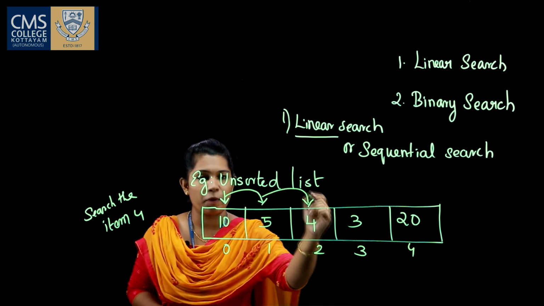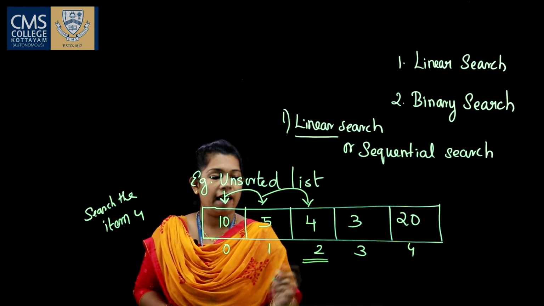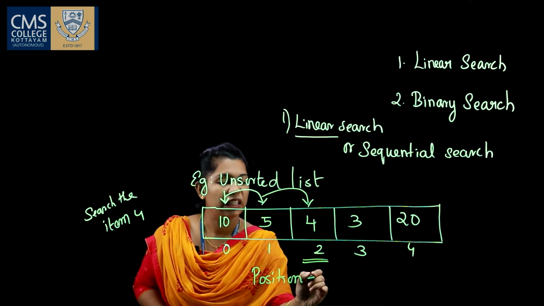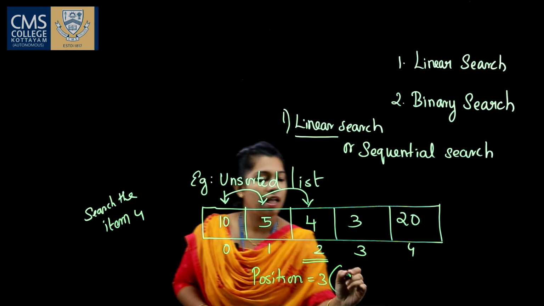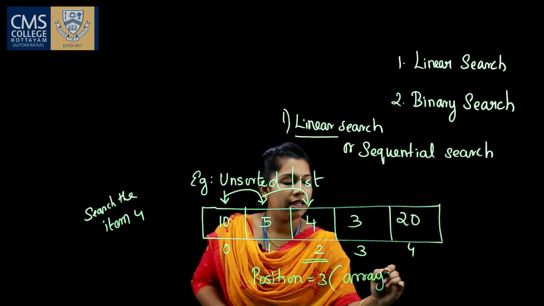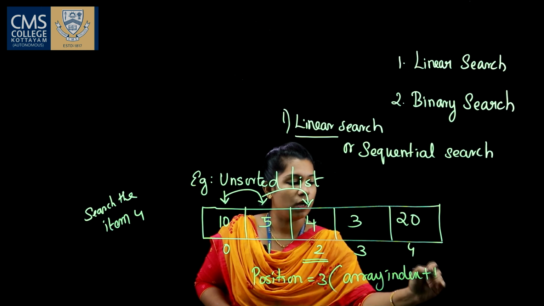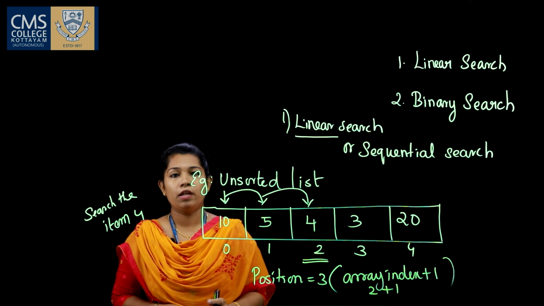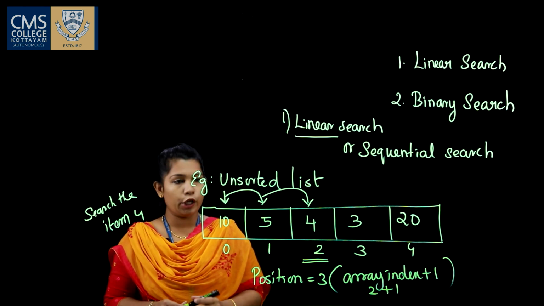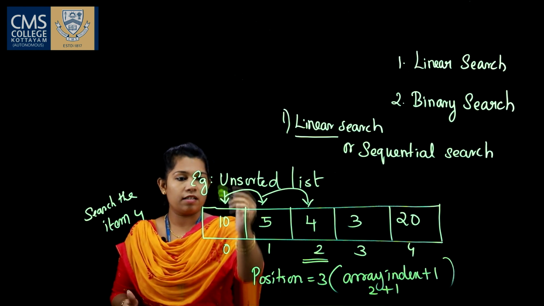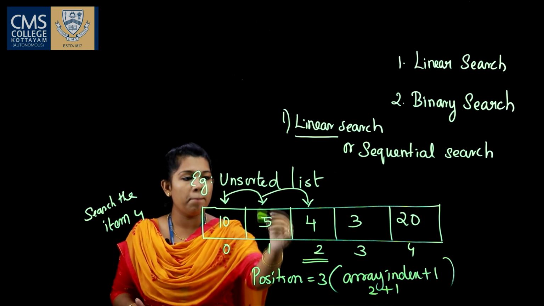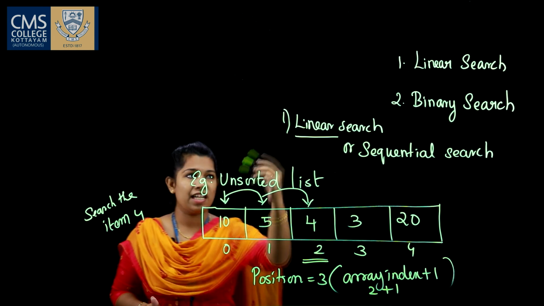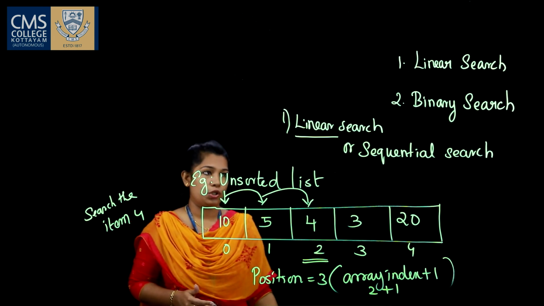So our search operation stops here and we display the position as 3. This 3 is array index plus 1; my array index is 2, plus 1, so you get position 3. You can see that we are going one item after the other in sequential order. That is why it is called linear search.